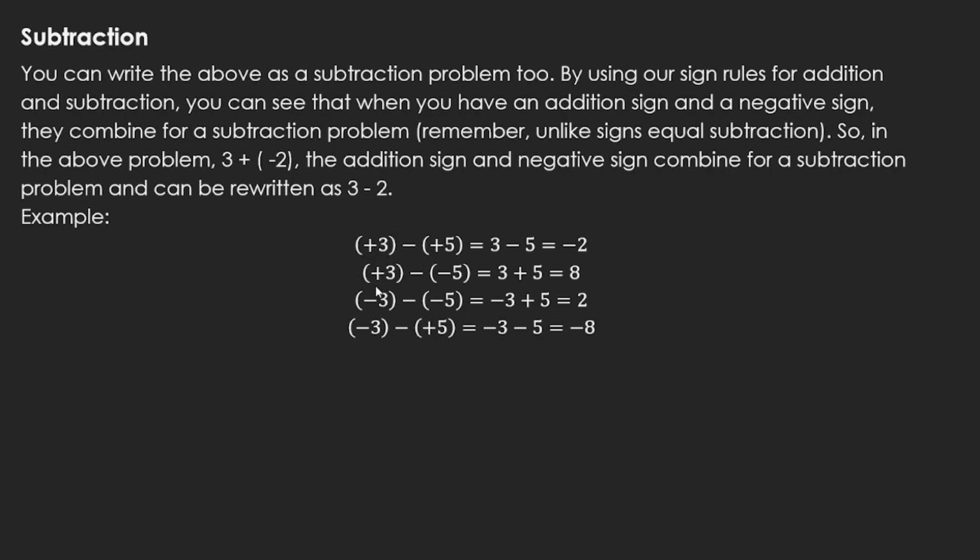Another example would be positive 3 minus negative 5. Get the additive inverse of negative 5, and that is positive 5. And simply add. Positive 3 plus positive 5 would give you positive 8.